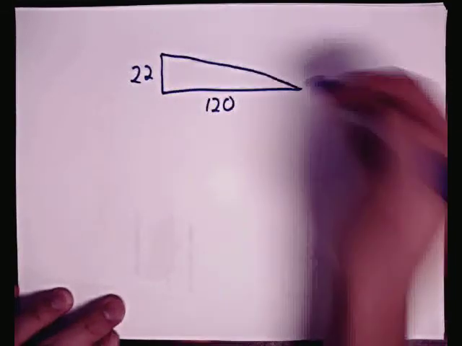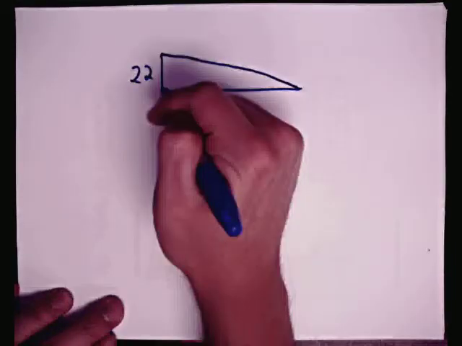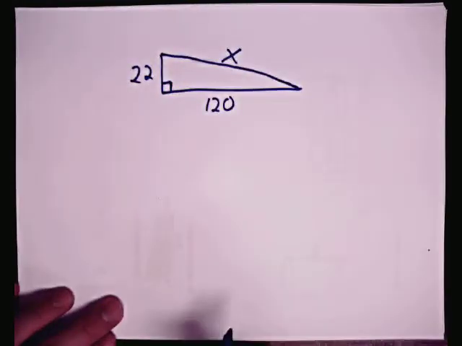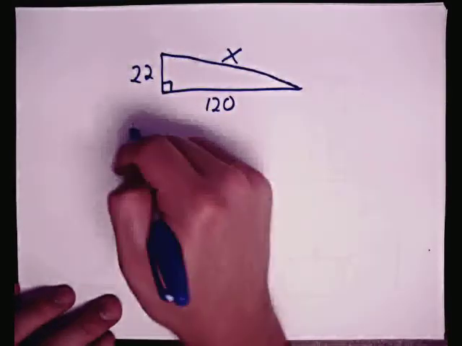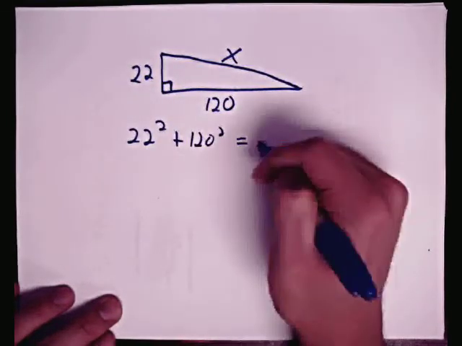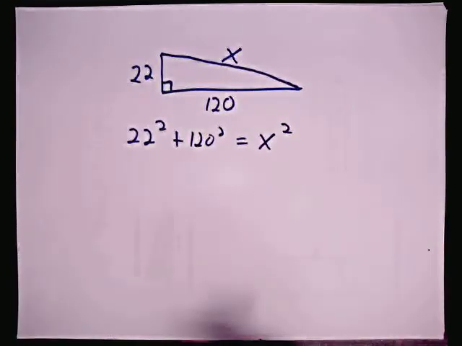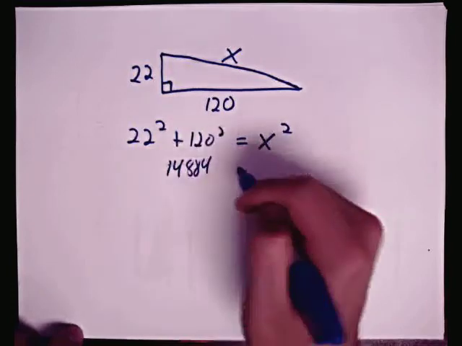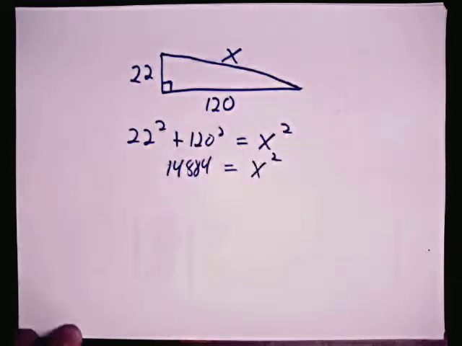So drawing out the situation, we have a right triangle with our right angle right here, and we're asked to find the length of our ramp. So using the Pythagorean theorem, we would have 22 squared plus 120 squared equals x squared. If we add on the left-hand side, 22 squared plus 120 squared, we get 14,884 equals x squared.